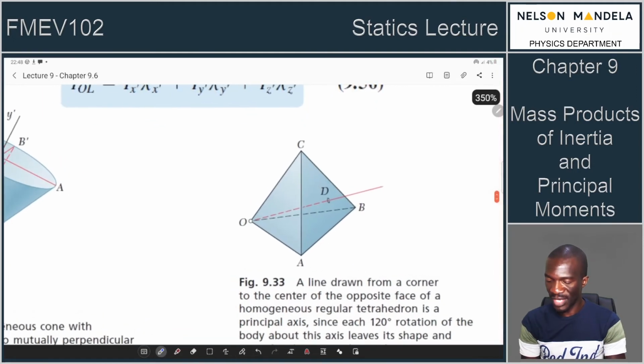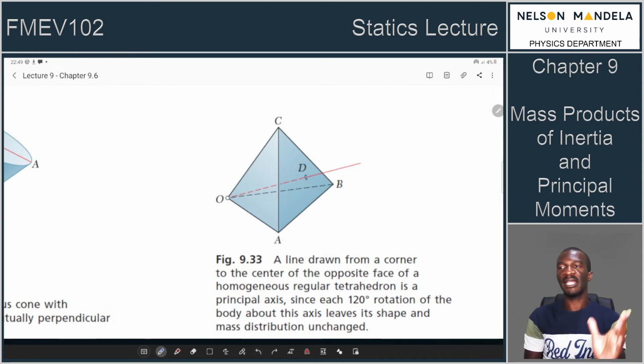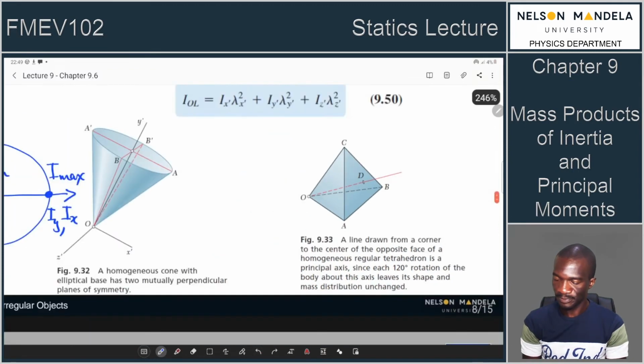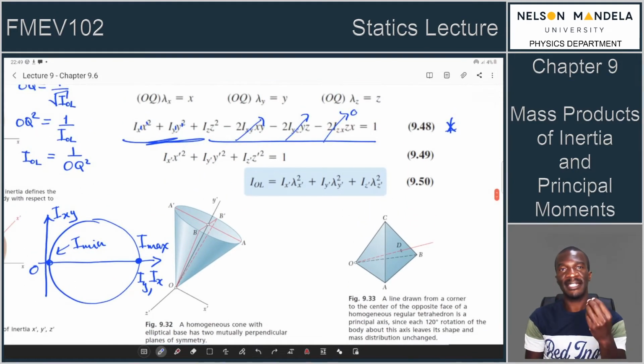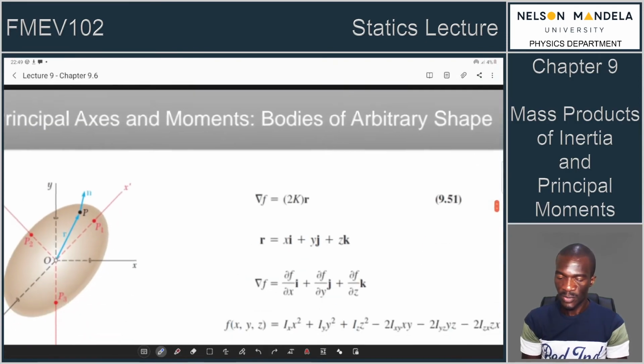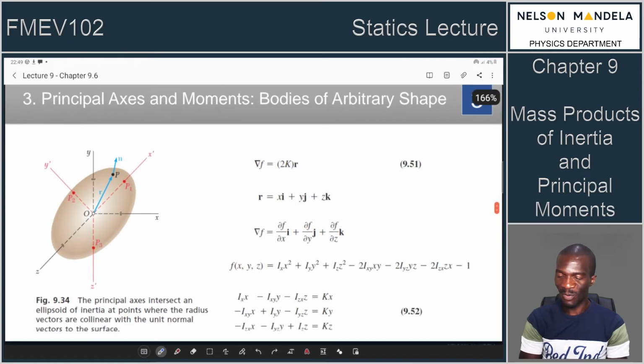The same applies if you have a tetrahedron. If you are to draw that axis from any apex through the center of any of the sides, you will actually get symmetry. If you rotate it by, say, 120 degrees, it will end up symmetric. So generally, this is our ellipsoid example of the rigid body on which you can get some symmetry. So this means that the principal axis can now be defined in terms of bodies of an arbitrary shape.